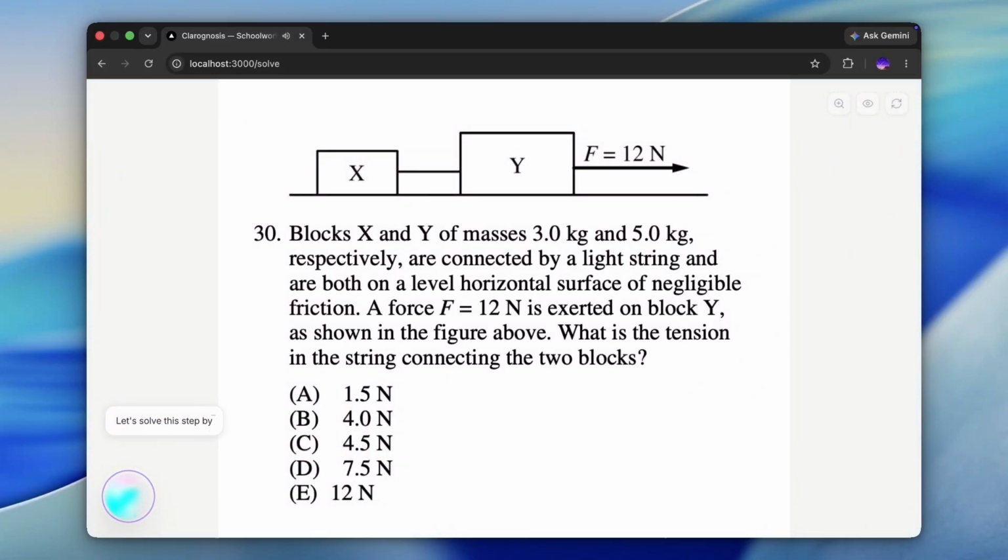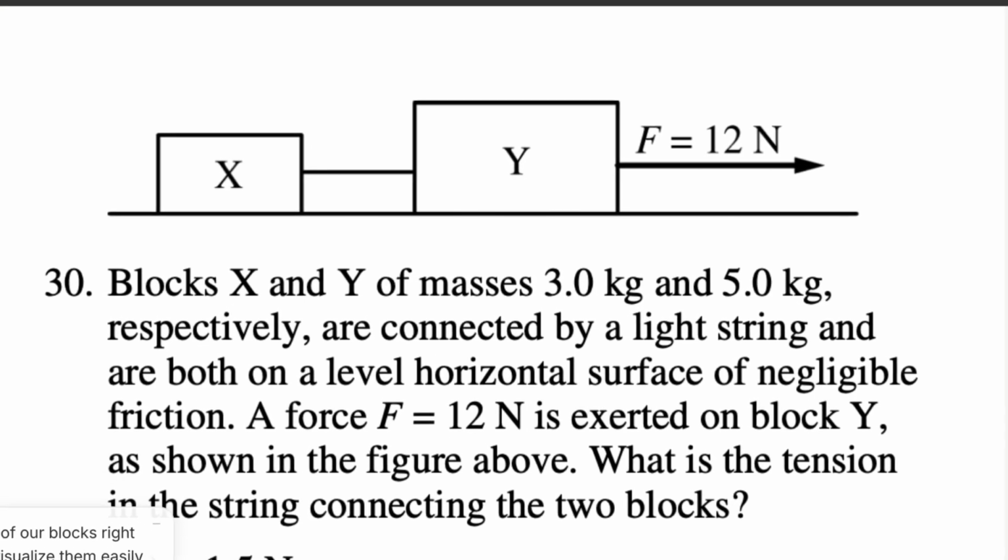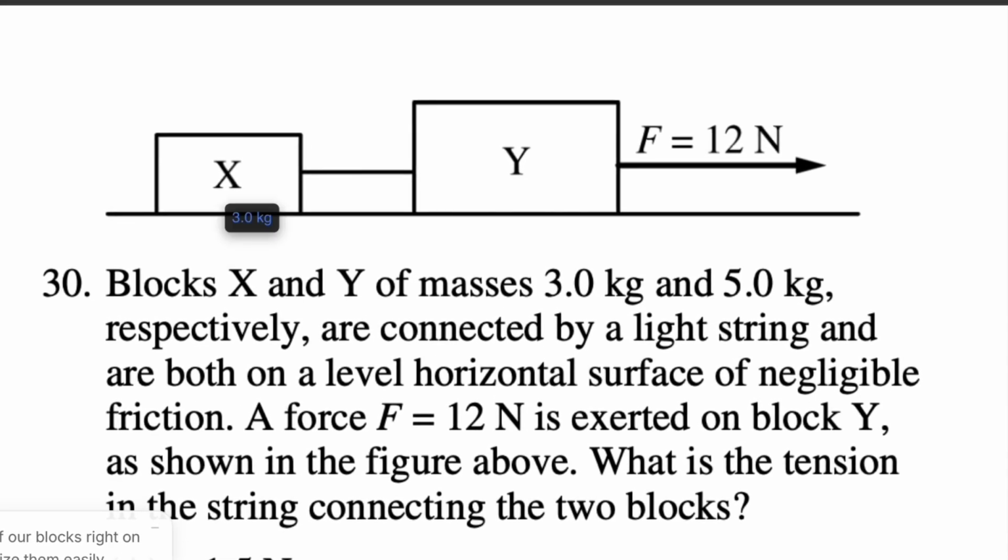Let's solve this step by step. We have two blocks connected by a string being pulled across a frictionless surface. First, let's label the masses of our blocks right on the diagram so we can visualize them easily. Block X is 3 kilograms, and block Y is 5 kilograms.